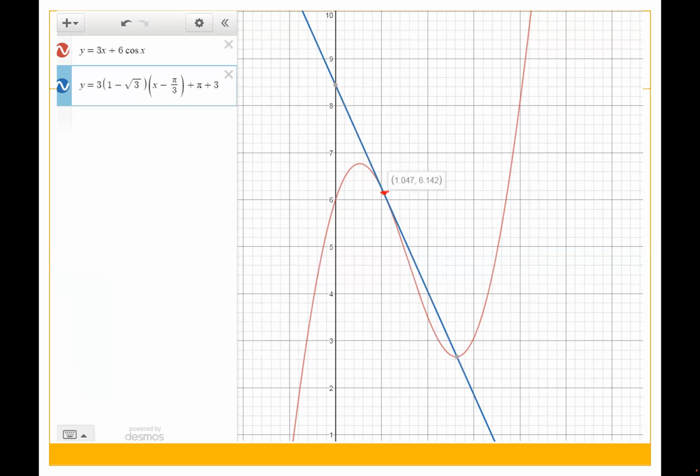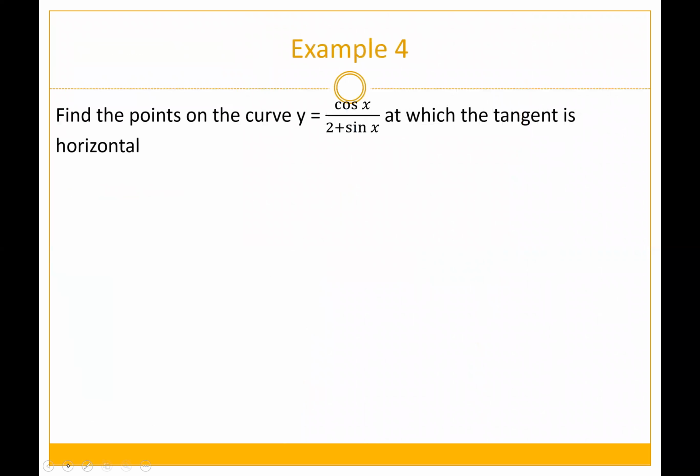A very good way for you to check your answer and familiarize yourself with different types of graphs is this website, desmos.com, where you can simply input any kind of function and graph it. It's a really good way for you to check your answer, but also a very good way for beginners to learn what different types of graphs look like. So that's desmos.com.